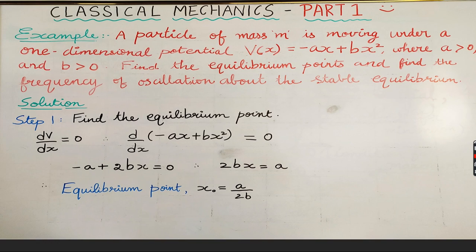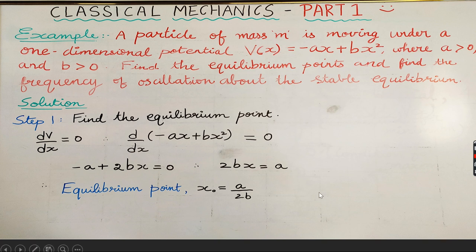Here is an example. A particle of mass m is moving under a one-dimensional potential. We have a potential over here, where a and b are positive constants. We have to find the equilibrium points and find the frequency of oscillation about the stable equilibrium. Let us find the solution first.